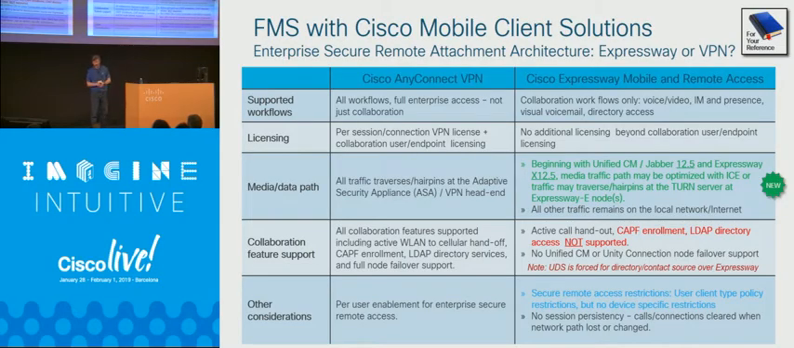With ICE, once the call is set up, the actual media path, rather than hairpinning back through the enterprise, can go point to point between the two devices. So I don't have to hairpin media through the enterprise like I do with traditional MRA and traditional VPN. So that's something that's coming new.